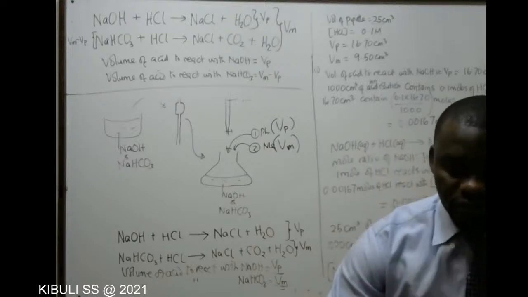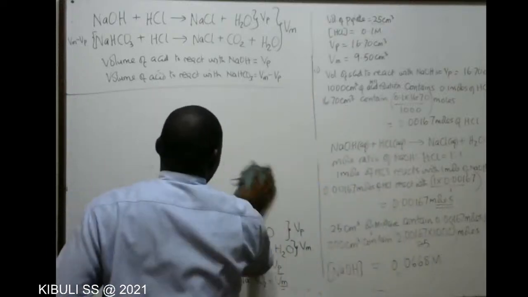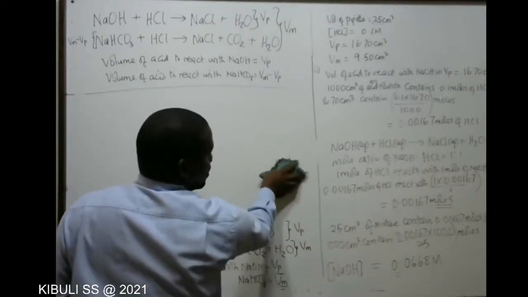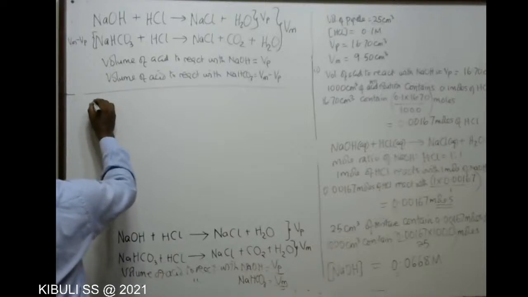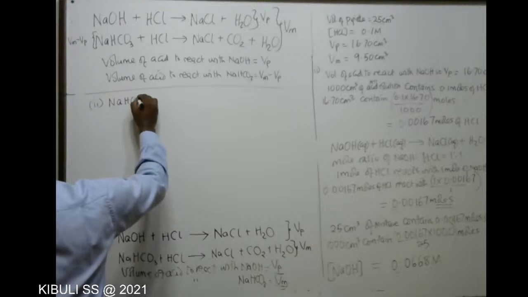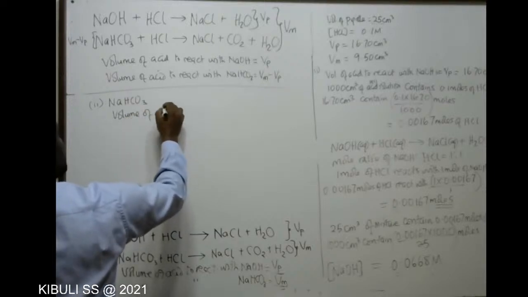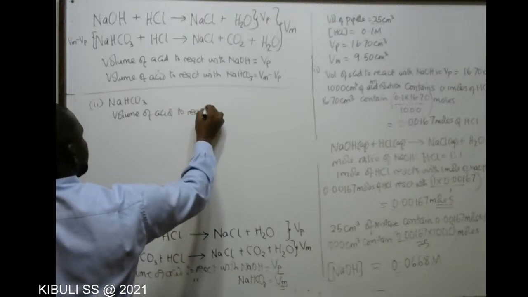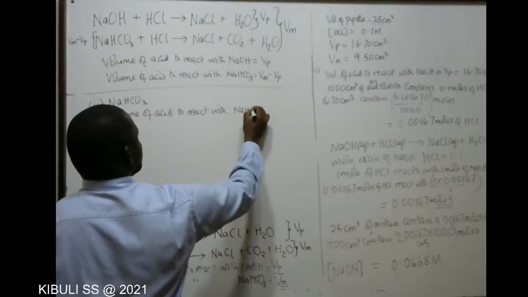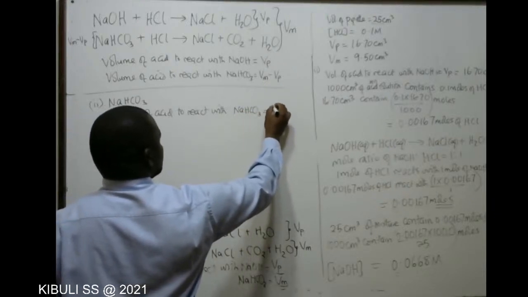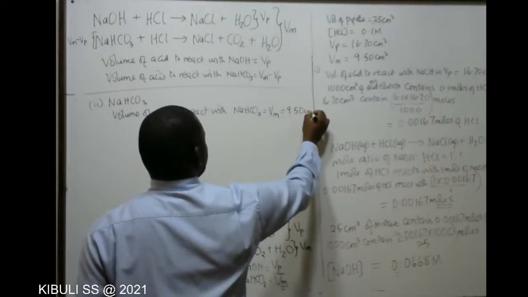Then we also go to the mixture, we go to the other component, which is sodium hydrogen carbonate. The volume of acid that was required to react with the sodium hydrogen carbonate was Vm. Very simple. So it is simply 9.50 cubic centimeters.